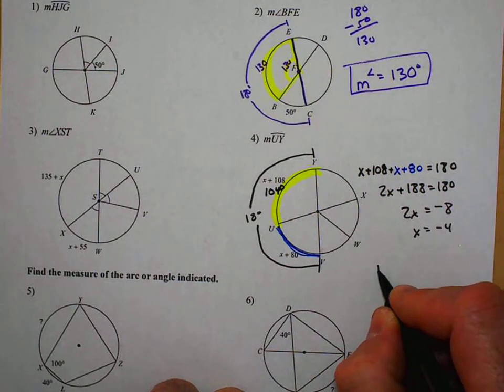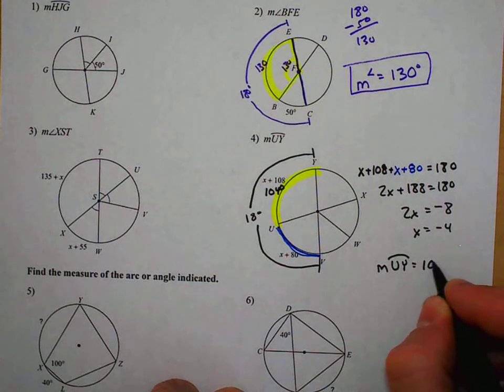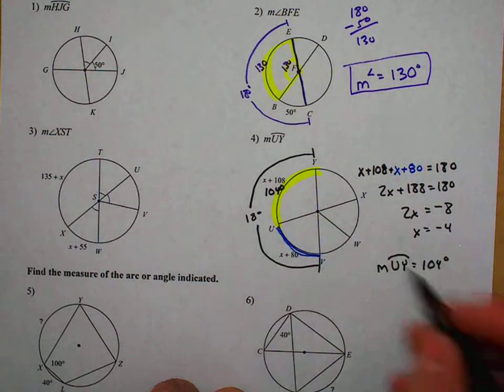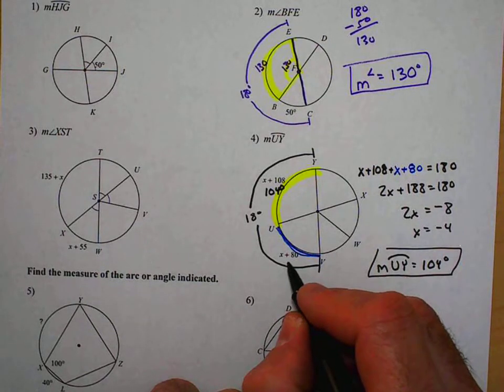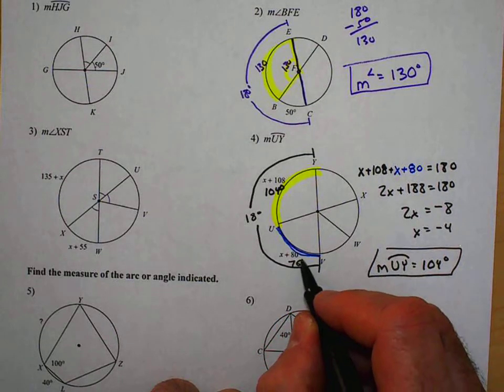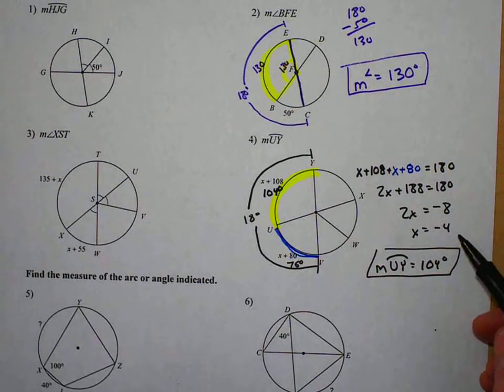The measure of UY, arc UY, is 104 degrees. When I plug that negative 4 into that, that's what the answer is. And if I plug it in here, it doesn't pose any problems either, because when I plug in negative 4, I get 76, which means both of these angle measures are positive. I don't worry about a variable being negative. I don't want an angle measure or an arc measure being negative.